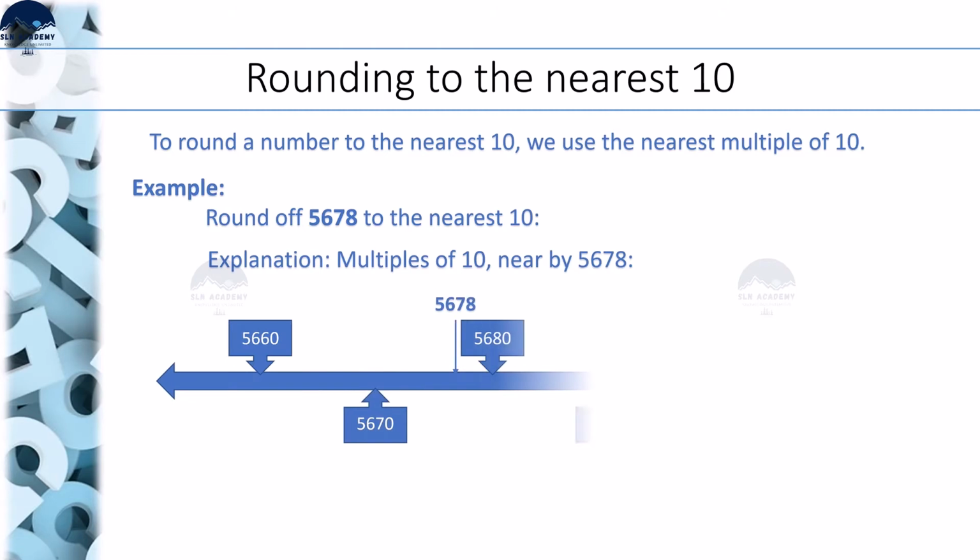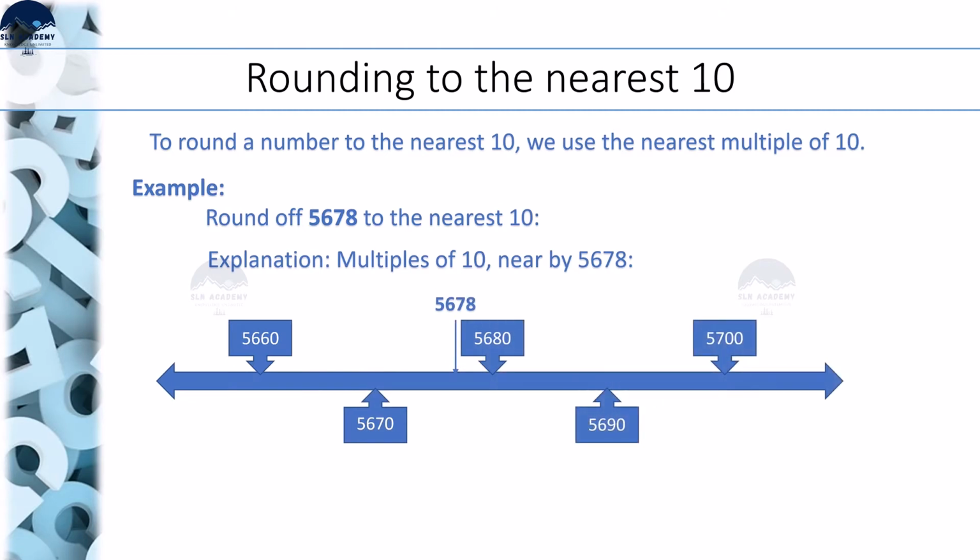5660, 5670, 5680, 5690, and 5700 are some multiples of tens which are nearby the given number 5678. 5678 is in between 5670 and 5680. One of these numbers is the nearest 10.